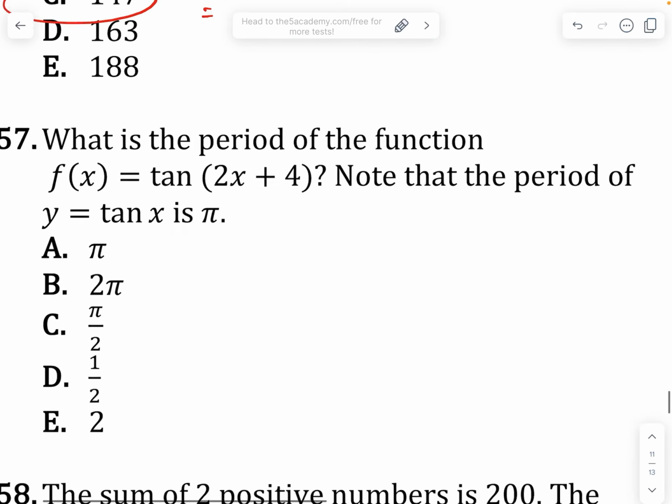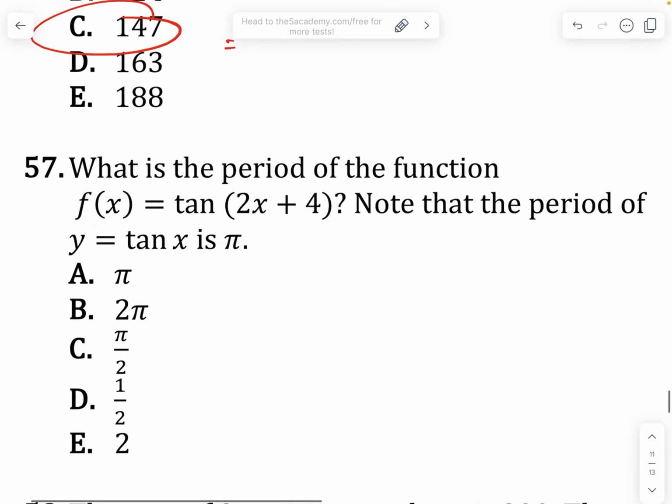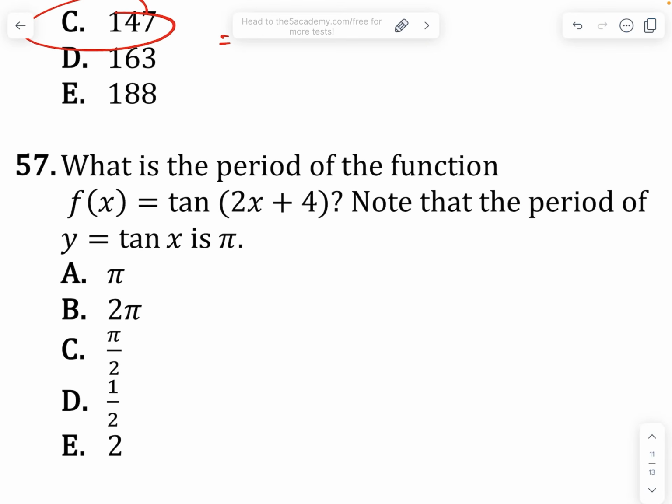What is the period of the function? Note that the period of y equals 10x is pi. All right, the best way to do this is just graph the function, okay? So what I'm going to do is put it in the xy coordinate plane. I'm going to pull up my graphing calculator and graph it. So give me 1 second while I plug this in.